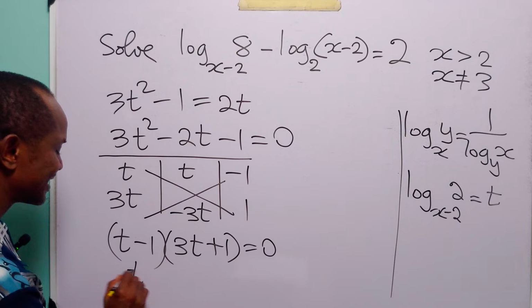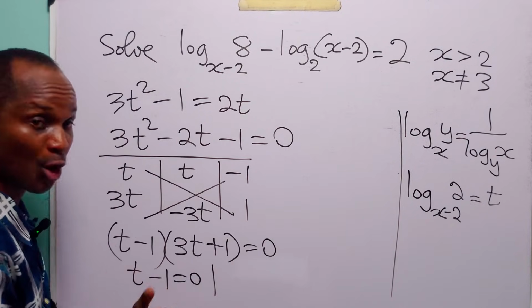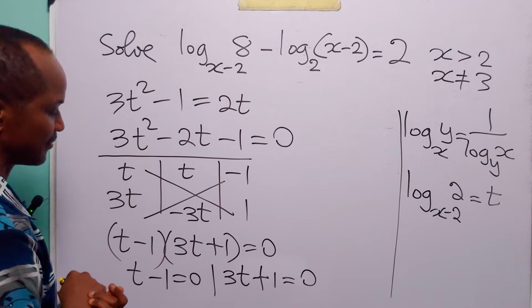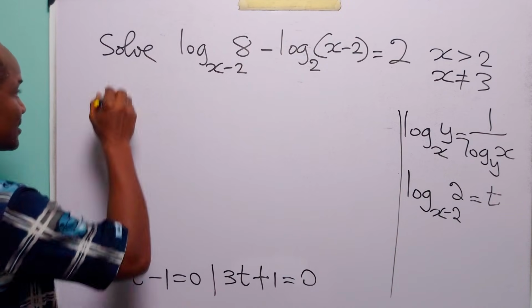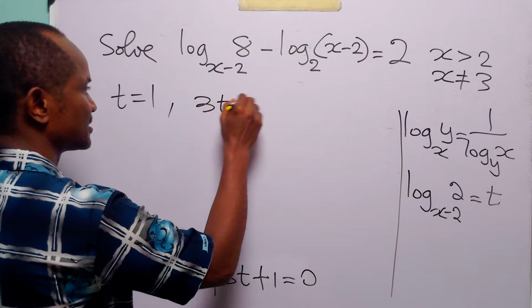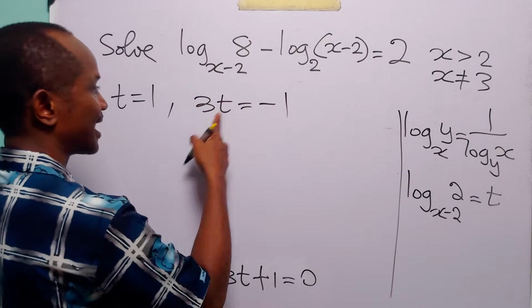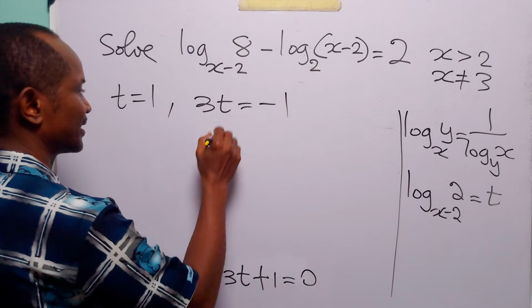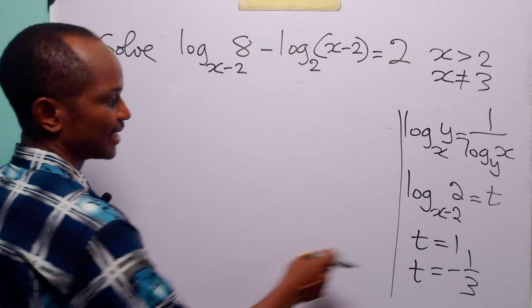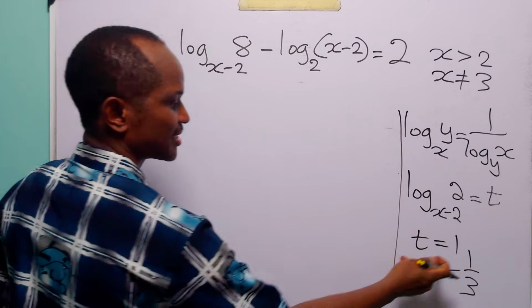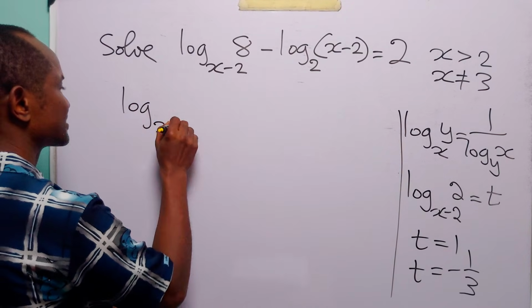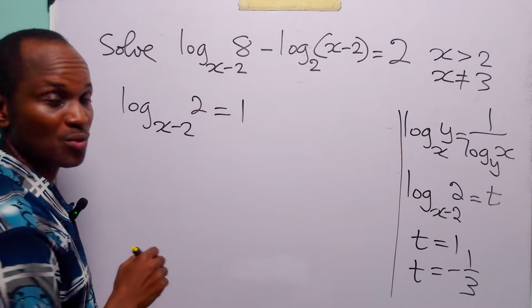So from here, we have that either t minus 1 is equal to 0 or 3t plus 1 is equal to 0. And of course, from here, we have that t is equal to 1, while from here, we have that 3t is equal to minus 1. And dividing both sides of this equation by 3, we have that t is equal to minus 1 over 3. And going back to this substitution, we have that when t is equal to 1, then log to base x minus 2 of 2 is equal to 1.